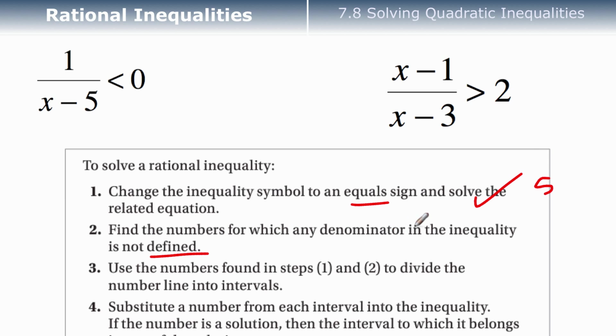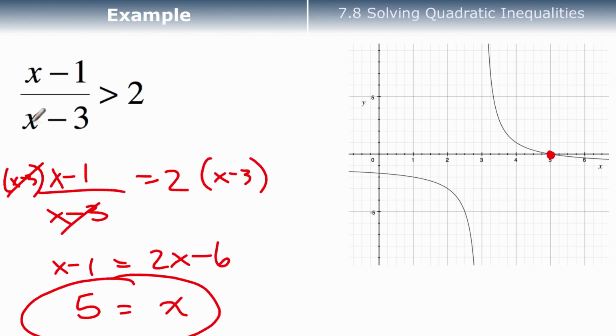Find any number for which the denominator is not defined. In this question, what number can I not put in there? What number, if I put in there, makes it a 0? It'd be a positive 3. So something else funky happens at a positive 3. Then what I can do is plug in numbers to see what's happening in those particular intervals. So if I plug in a positive 2, I can see what this comes out to. It's going to be a negative. I can see in the graph that it's all negative there.